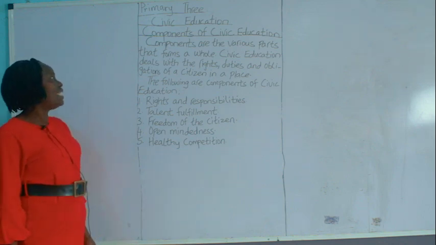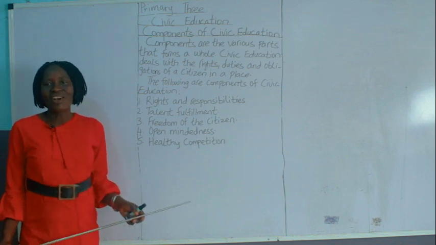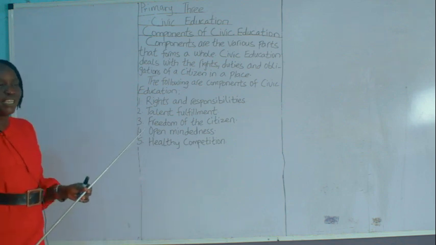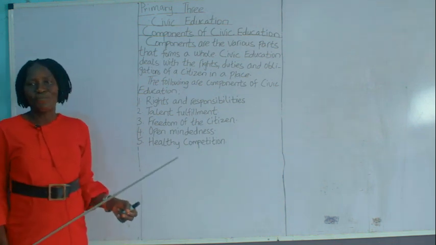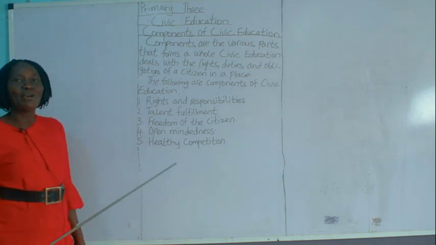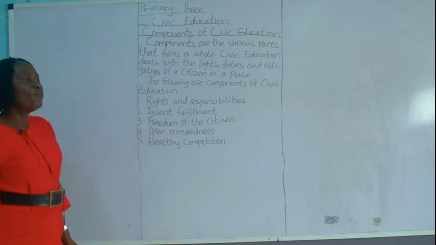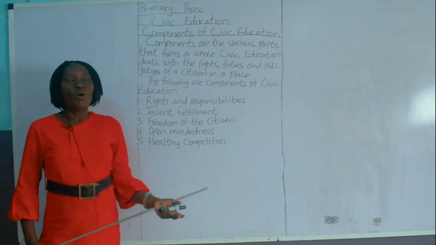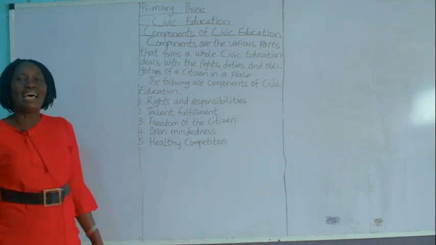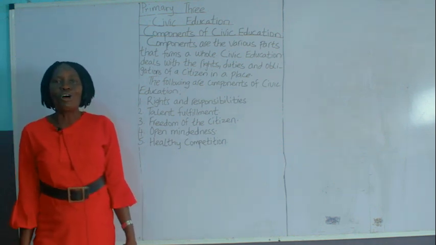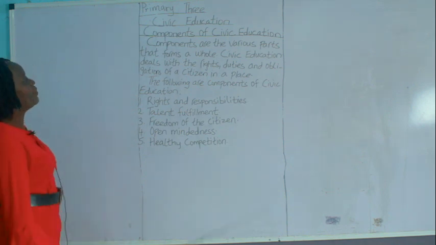And the topic is components of civic education. Let's take an example of a car. A car is made up of different parts. The car cannot move without all the parts working together. All the parts must work together for the car to function very well. So the topic is components of civic education.